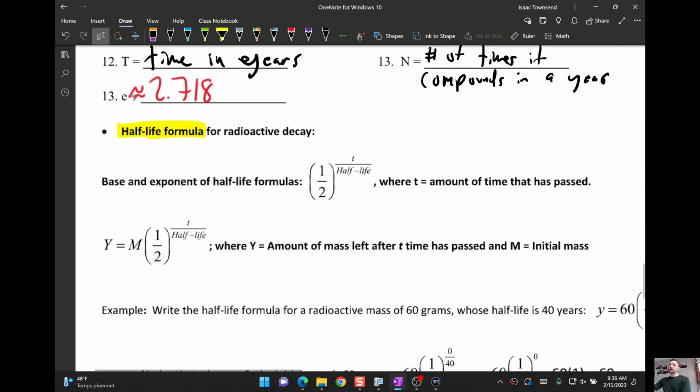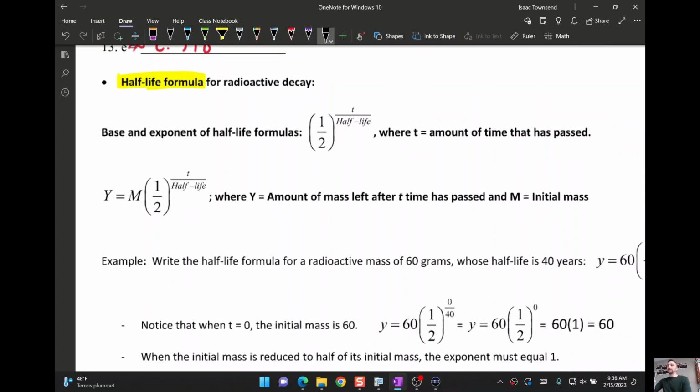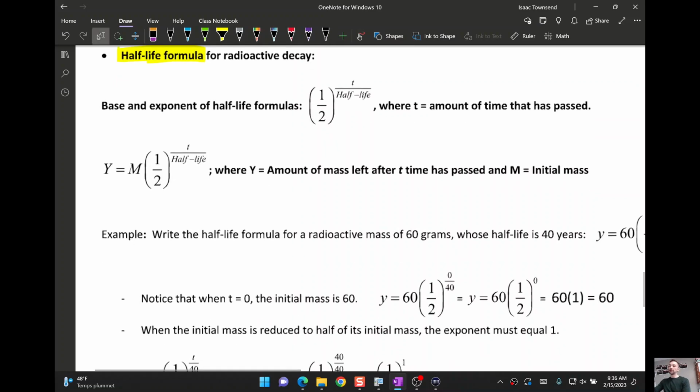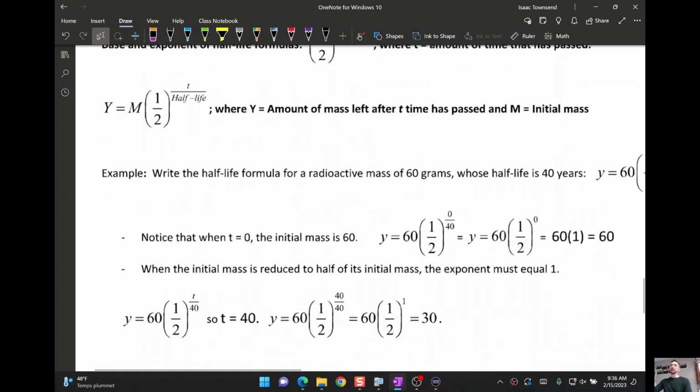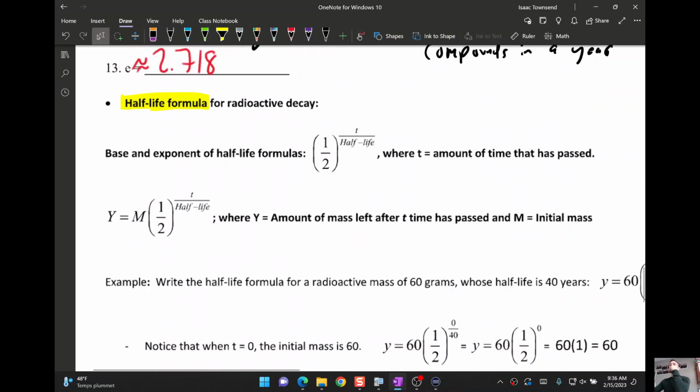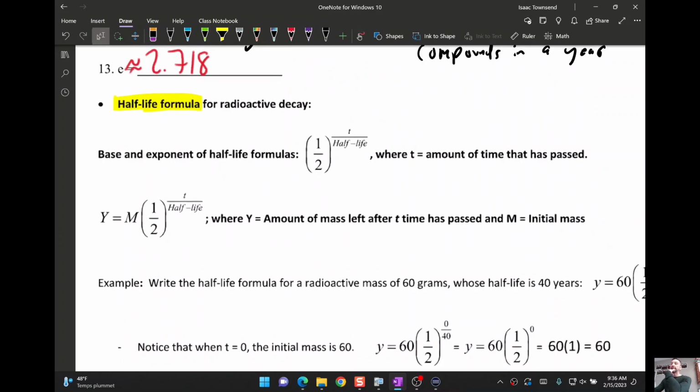Okay, and finally, the last type is going to be half-life, and there is a bunch typed up here that you can read through. I don't know that this is really needed. I think it'll make more sense when we look at an actual example. But half-life means, if you start off with a certain amount of something, like 60 grams, how much time has to pass before it's half of that, 30 grams. So that amount of time is something that we can solve for pretty realistically.